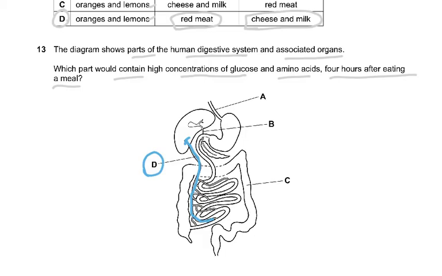So hepatic portal vein, because it says 4 hours after eating. That means digestion has taken place and absorption has also taken place. So there will be high concentrations of glucose and amino acids which are carried in the hepatic portal vein to the liver. This is the liver. So the vessel which is connecting the intestines to the liver has to be the hepatic portal vein, and that would be D.